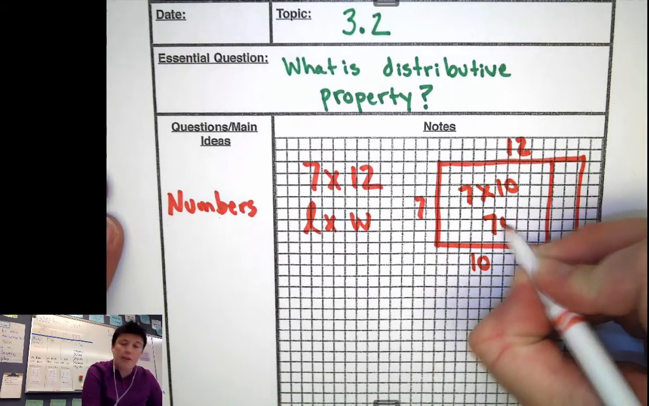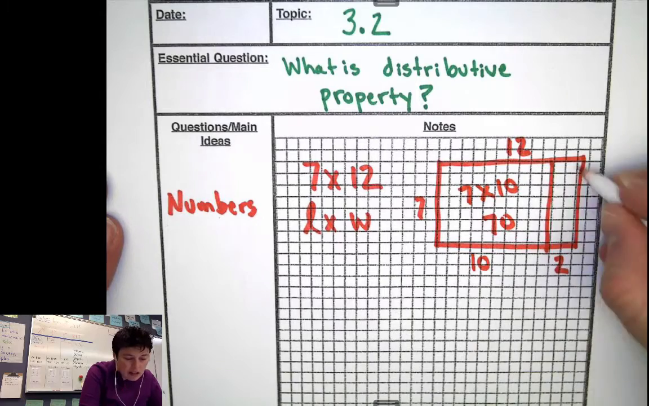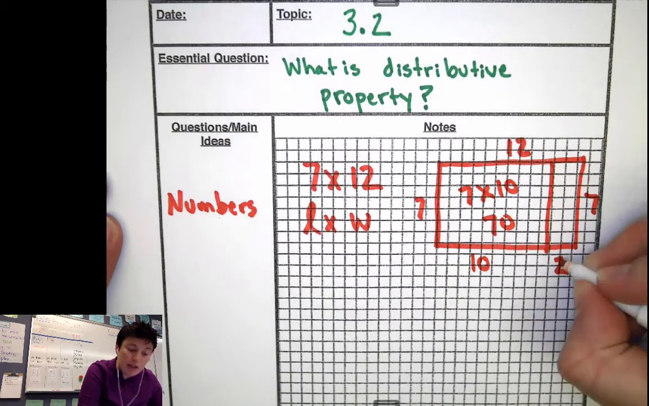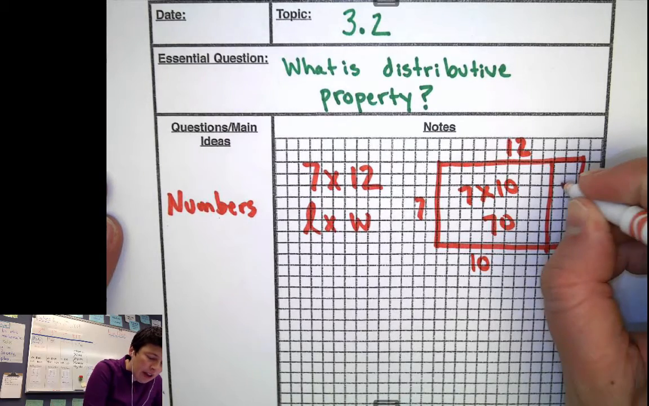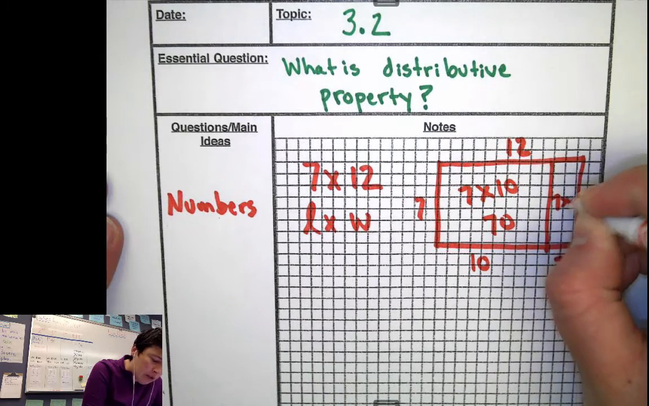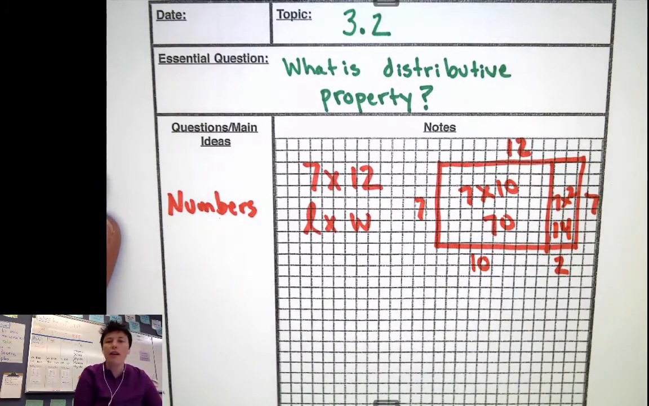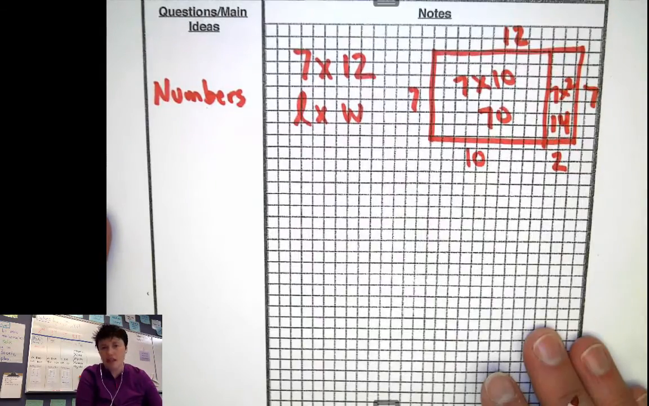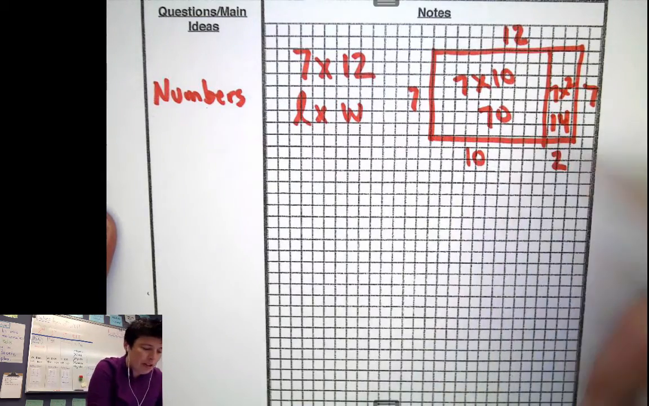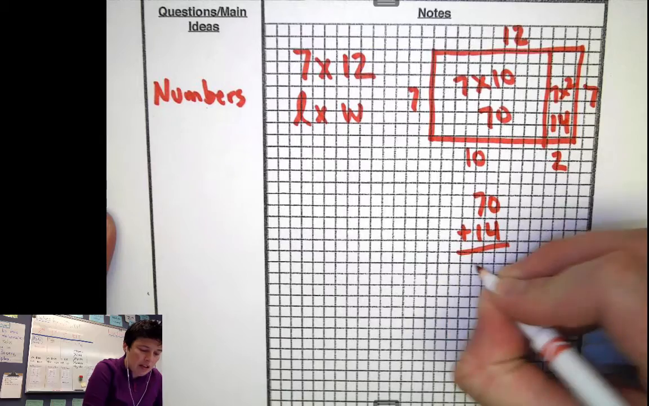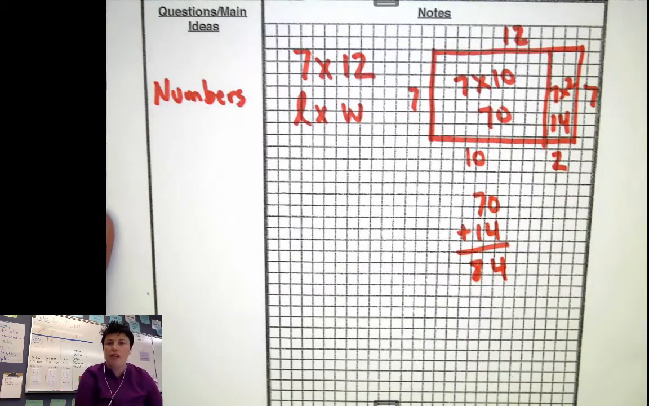That's 70 for me. And I'll find the area of this little region, which is, this is 7, so is this. It's a 7 by 2. So in this little region, I have 7 times 2, and 7 times 2 is 14. So the area of my entire rectangle is 70 and 14, and we know 70 plus 14 is 84. So we found our answer, 84.